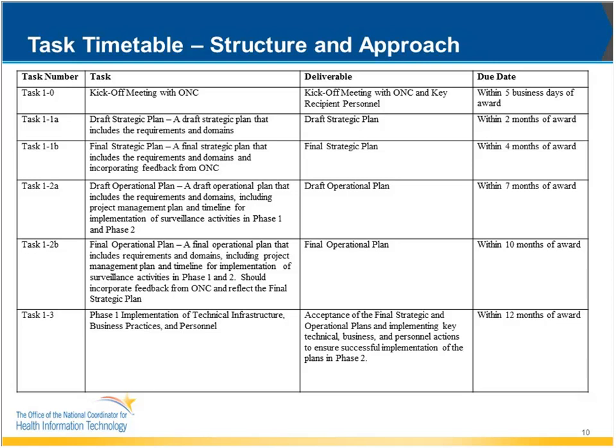And phase 1, implementation of technical infrastructure, business practices and personnel associated with 2 of the 4 domains, following acceptance of the final strategic plan and operational plans, and implementation of key technical, business and personnel actions to ensure successful implementation of plans in phase 2, which will be the upcoming plan, will be due within 12 months of the award.